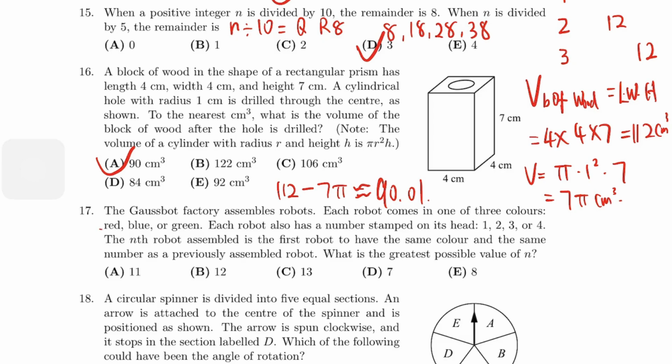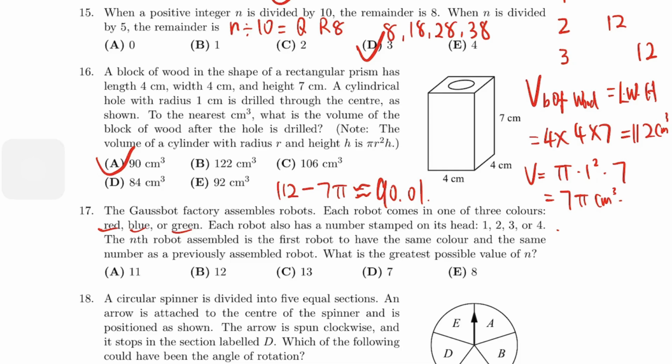Number 17. The Gauss factory assembled robots. Each robot comes in one of 3 colors: red, blue, and or green. Each robot also has a number stamped on its head, 1 to 4. The nth robot assembled is the first robot to have the same color and the same number as the previous assembled robot. What is the greatest possible value of n?